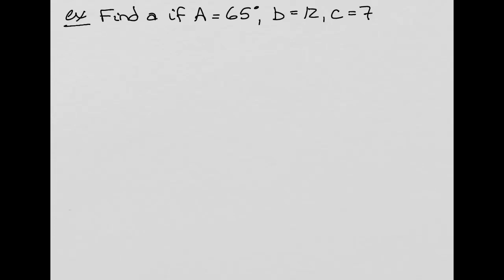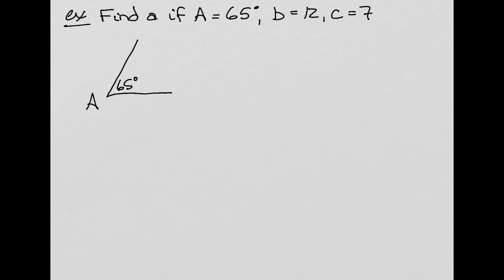Got some information about a triangle here, and I'm looking in particular for side A, which is across from angle A. So I'm going to draw myself a picture. Angle A is 65 degrees, and it doesn't have to be perfect. I'm not getting out the protractor or anything, but I'm going to make it look closer to 90 degrees than 30, hopefully. There's angle A, 65 degrees.